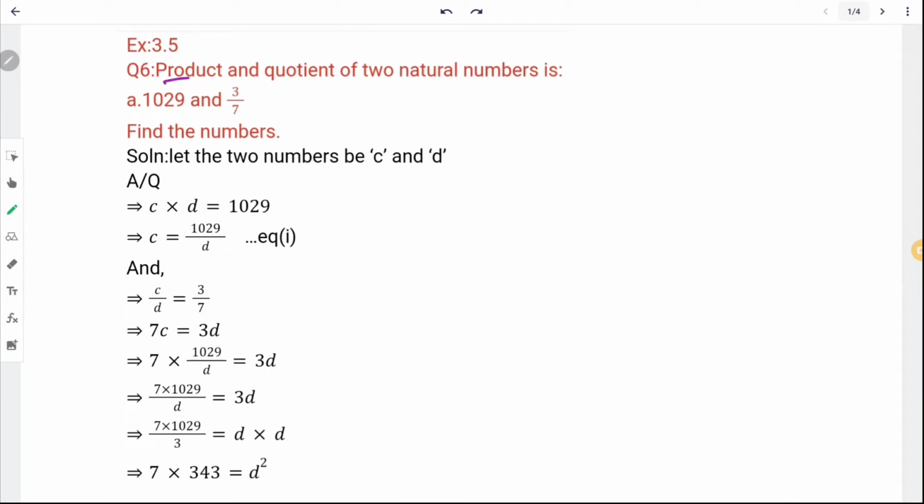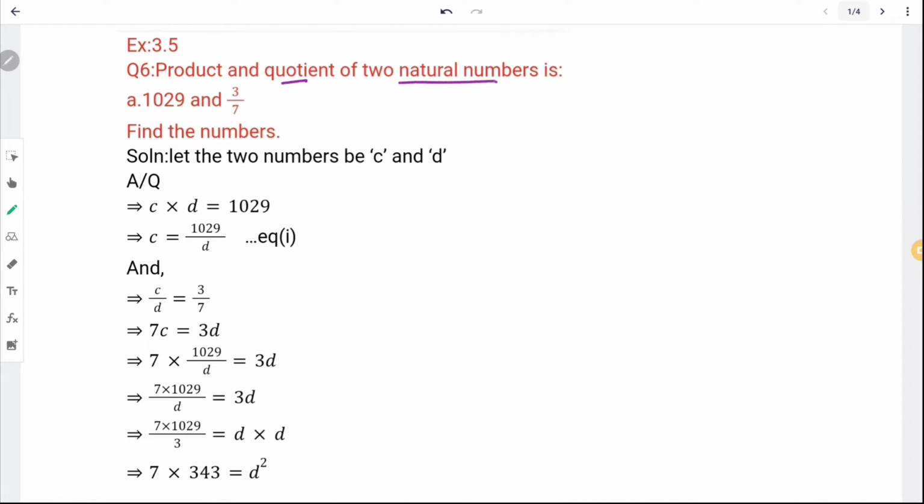The first part: the product of two natural numbers is 1029. Product simply means multiplication, right? For the first part, we took the first natural number to be C and the other to be D. So product means multiplication, so C into D is 1029. Okay, so that is the first part. And then from here, we're going to send this D to the denominator, cross multiplication, and leave it as equation 1. Right? Let's go to the second part.